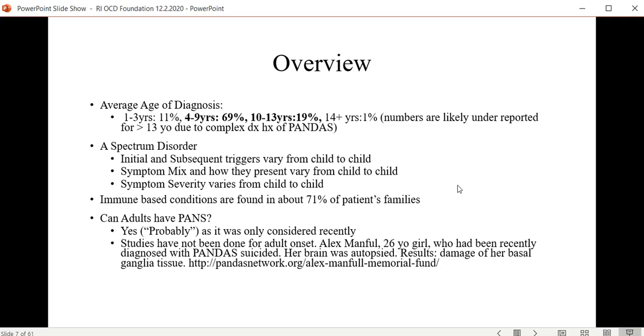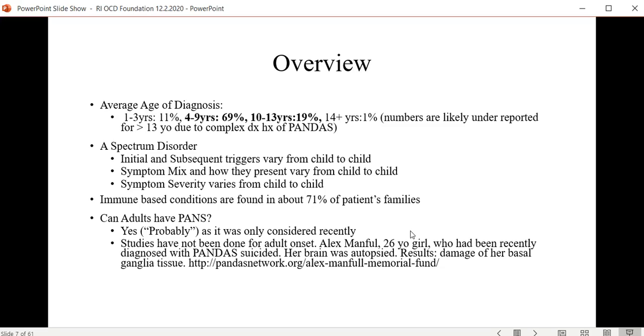And can adults have PANS? Possibly, yes. We believe there is, and there's a case that is open public now from Alex Manville, a beautiful 26-year-old girl, Princeton grad, very successful in her college, grade school, and high school career. And she was diagnosed after a long decline in college and a lot of psychiatric treatment that didn't really improve her, and diagnosed at around age 25 with PANDAS, was just starting treatment, and she suicided.